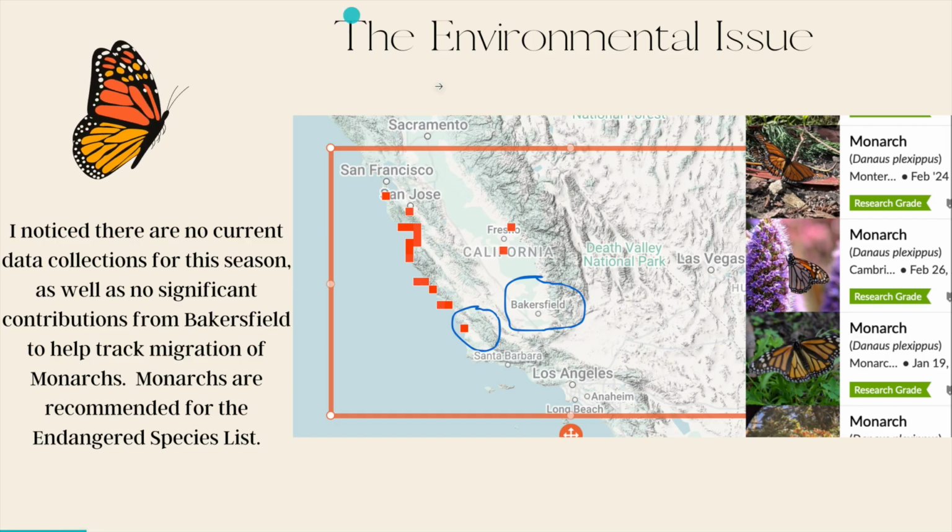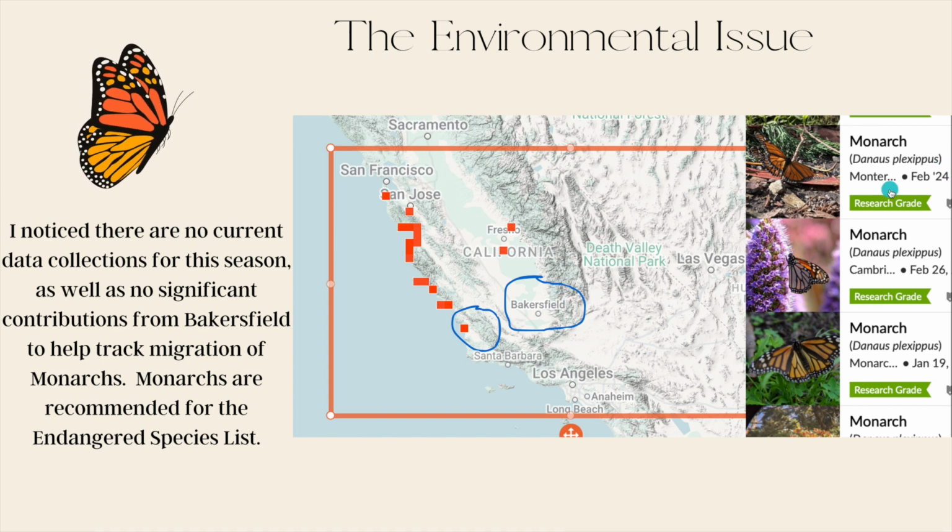So the environmental issue, like I said, is that we're looking at data collection for this season. If you look over here to the right of the screen, you can see in February 2024, there was some information. You can see at the beginning of that year, there were monarch populations. And when it says research grade, that just means that somebody has verified that these are in fact monarch butterflies. And we'll talk about how to make sure we're a part of that in phase 2. We will be making sure our photos are research grade, and that's how you can get some research skills from this assignment.